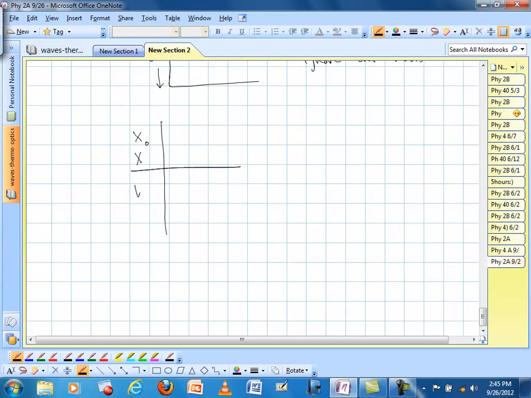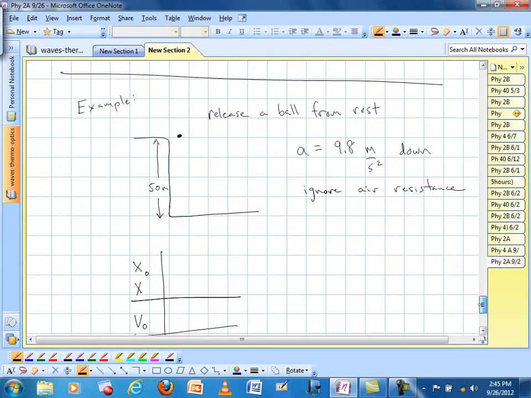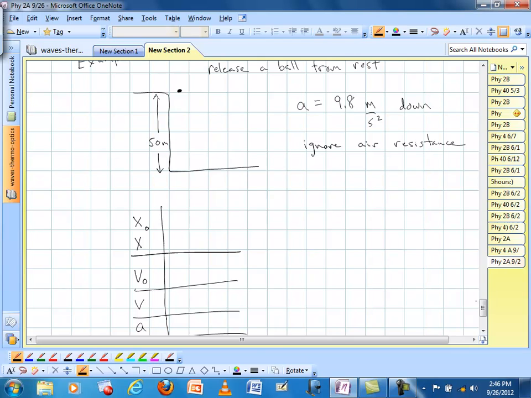Then I've got an initial velocity, a final velocity, acceleration, and time. Those are the key things that I need to fill in. And so the first thing I can do, this helps me organize my thoughts when I make this little chart, because the first thing I can do is go fill in what I know. Before I can fill in what I know, I have to do 2 things.